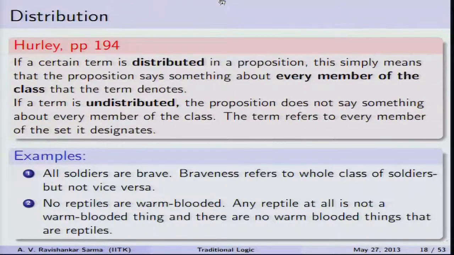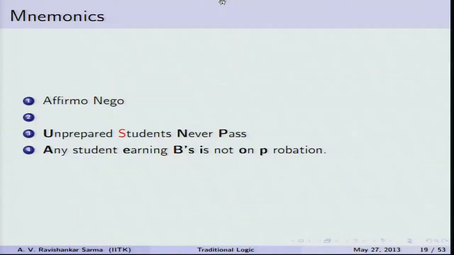If it is referring to the whole class, the proposition says something about every member of the class that the term denotes, then it is called distributed. And if it is referring to only something about some members of the class, it is called undistributed. So why are we talking about this distribution and undistribution? How do we know, in a proposition, whether the subject is distributed or the predicate is distributed?